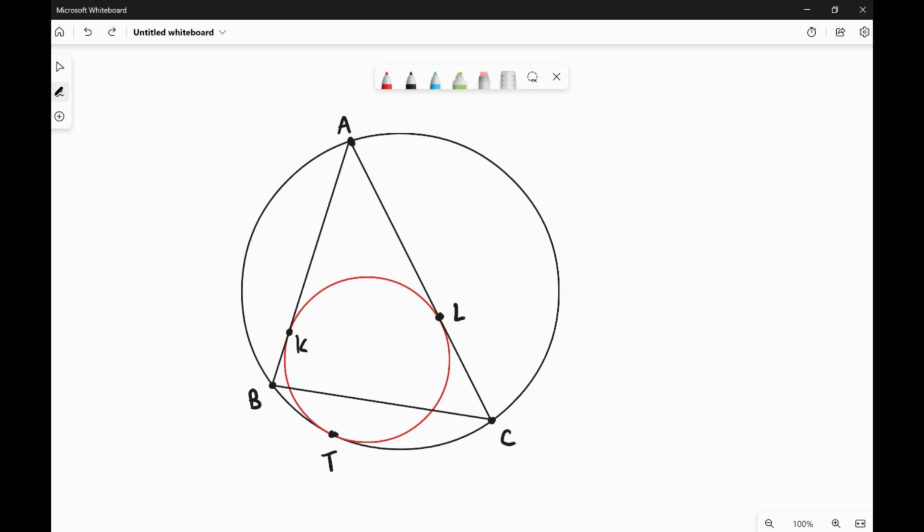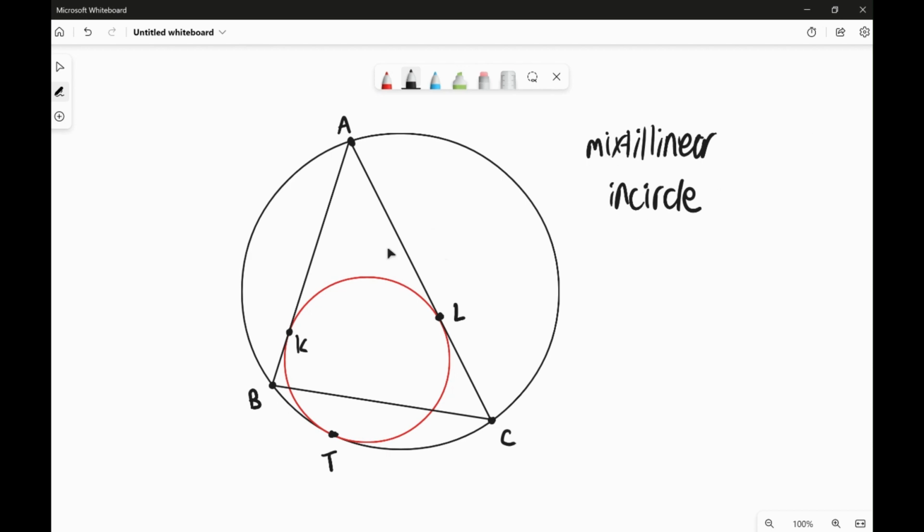Hello everyone, and in this video we're going to be talking about something related to circles, and it ends up being really nice. It's called a mixtilinear incircle. I'll go ahead and spell it out on screen. So what is a mixtilinear incircle?